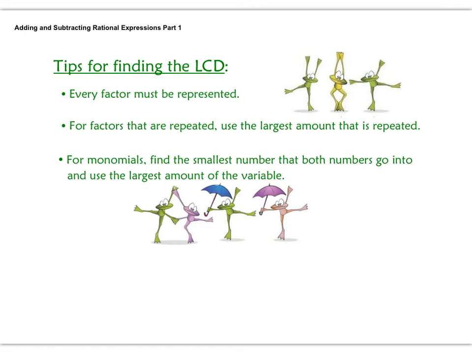So we'll get more practice with this, but let's talk about tips for finding the LCD, because that's usually where students struggle the most. Every factor must be represented. Every factor. So keep in mind that super glue. If it's super glued together, it has to stay together, and that counts as something different. Like if one denominator has an x plus 4 and one denominator has a 4, they're different, okay?